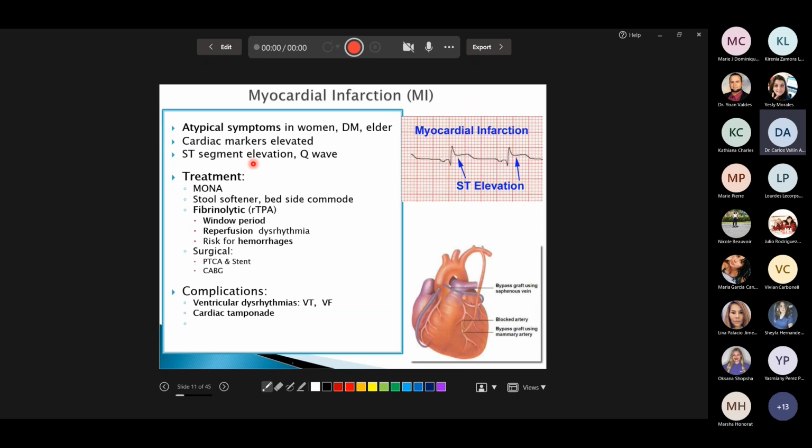When we give aspirin, always, unless the patient is allergic to aspirin. So we ask the client to chew a tablet of aspirin and to swallow that. This is the A of the MONA.